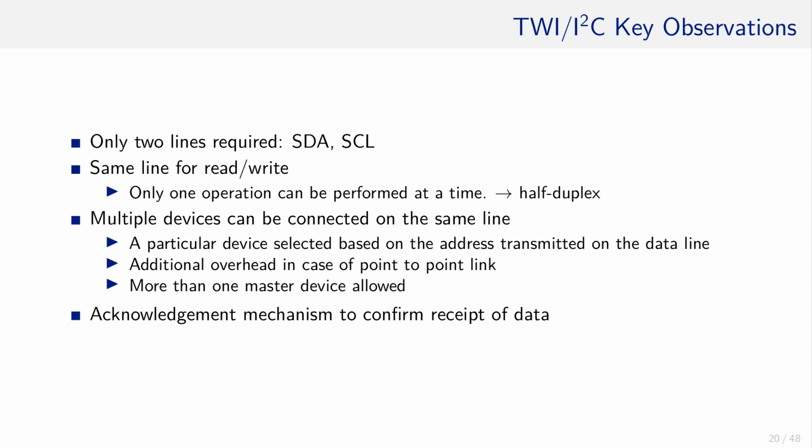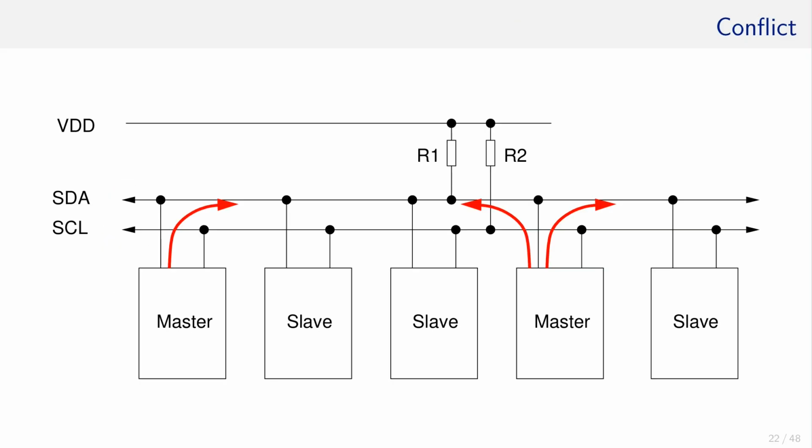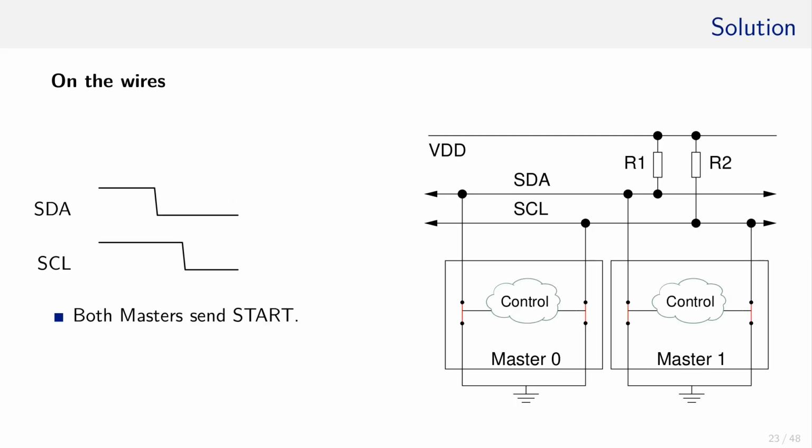In the next session, we are going to show what happens if two masters want to communicate at the same time and how this conflict is resolved, like in this scenario shown here. How is this conflict detected and who will proceed? Let's have a look at the values of the wires.